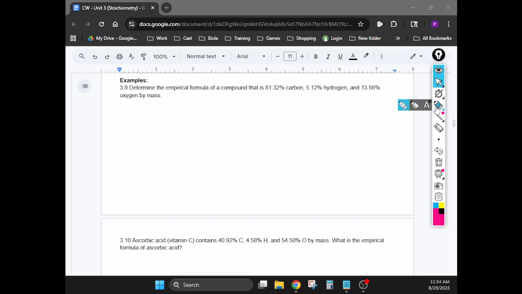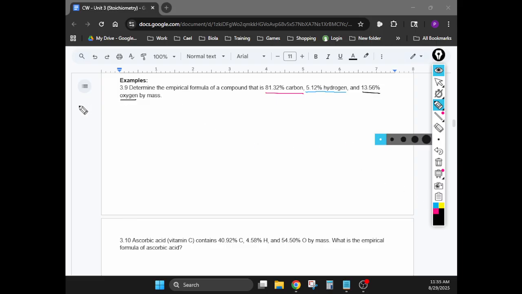So 3.9, it says, determine the empirical formula of a compound that is 81.32% carbon, 5.12% hydrogen, and 13.56% oxygen. Okay, so we have some unknown chemical. We know the percentages of each element, and we got to figure out the ratios to get the empirical formula.